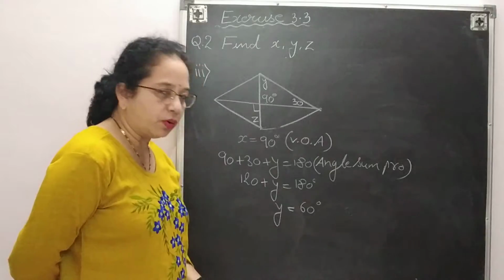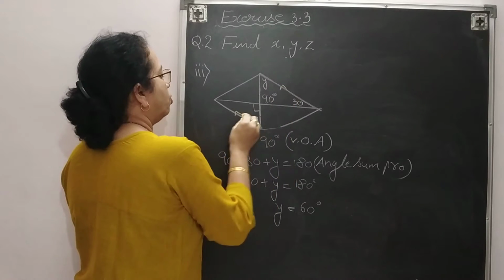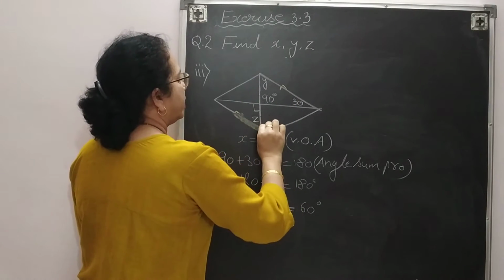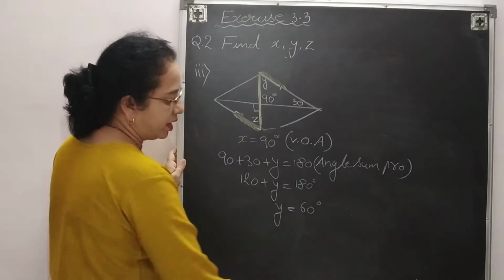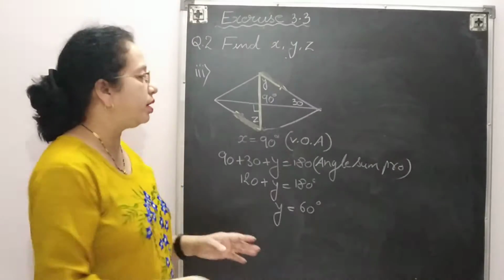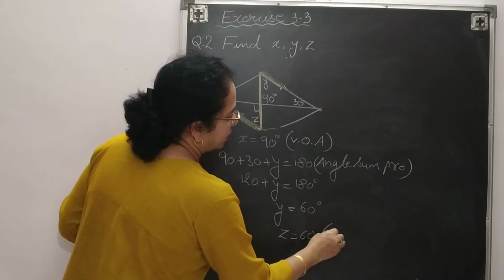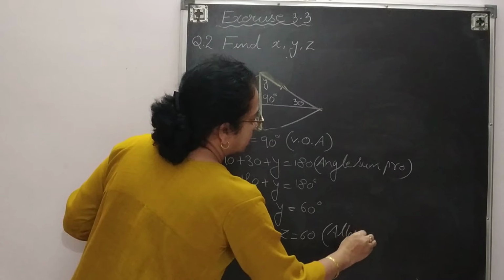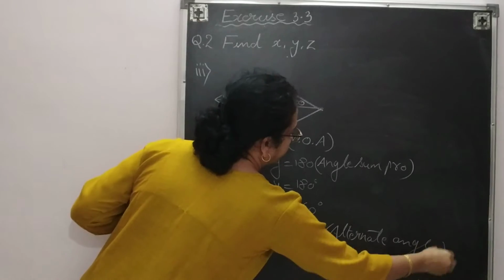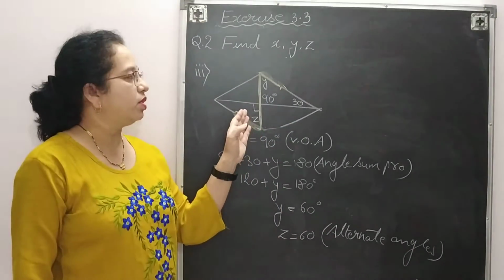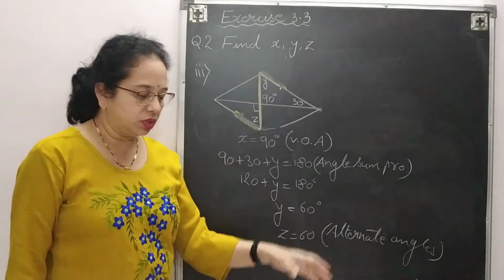How can you find out z now? Can you see here, since this is also a parallelogram, you can see that you are getting a Z shape. Whenever we are getting a Z shape, we always get alternate angles. So we can write down z is equal to 60 degree. The reason is alternate angles. So using the grade 7 concept, angles made by the transversal line, you can use this concept and solve.